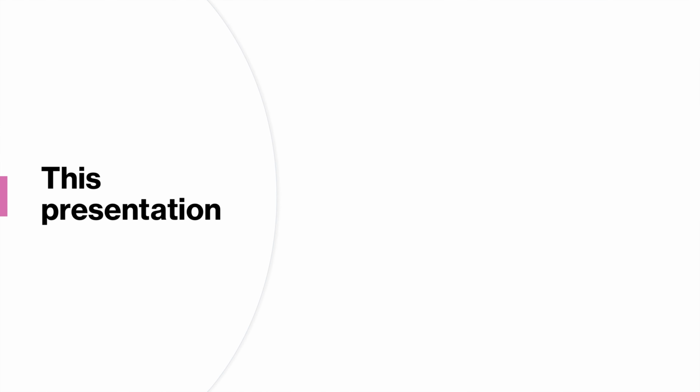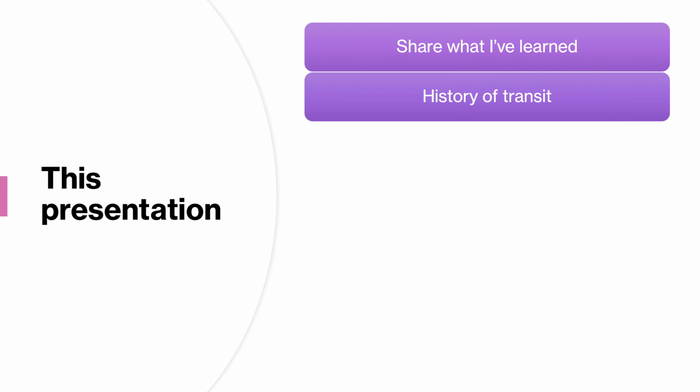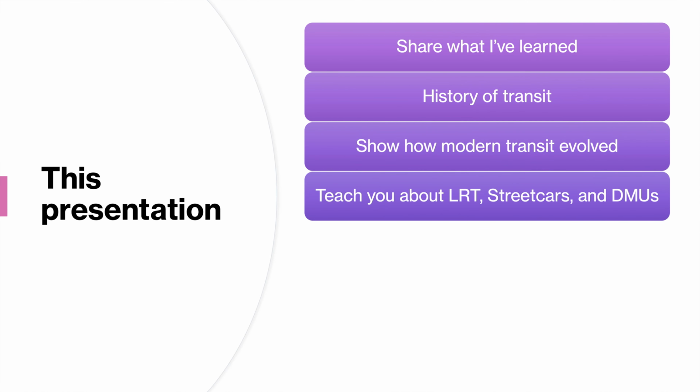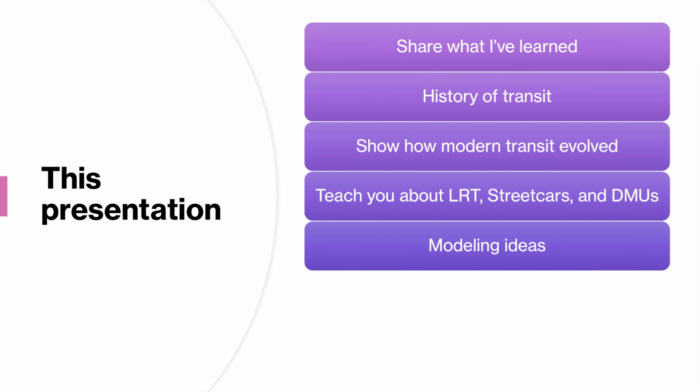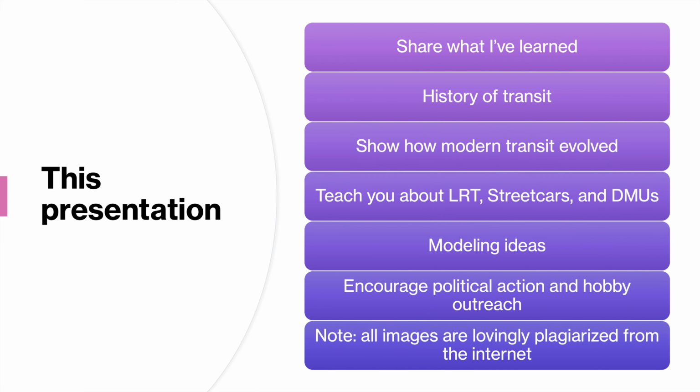As for this presentation, I'm going to start by sharing with you what I've learned about modern transit systems. I'll start by giving you a history of transit, show you how modern transit evolved from that, and then teach you about the specifics of light rail transit, streetcars, and diesel multiple units. I'll end with some modeling ideas, and then encourage some political action and hobby outreach. And a slight note, for this and all subsequent presentations, every single image has been lovingly plagiarized from the internet.